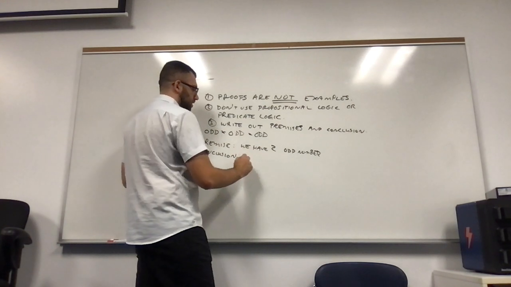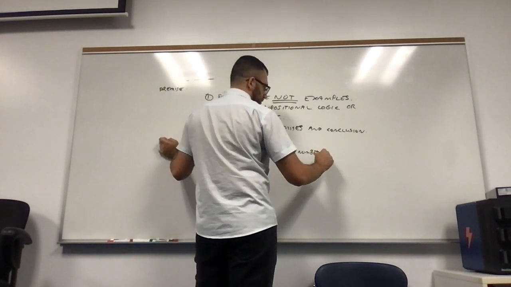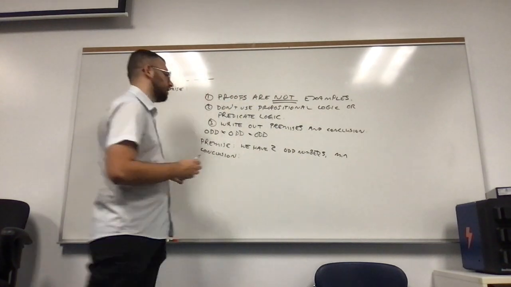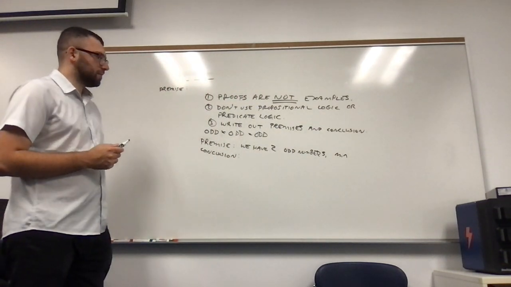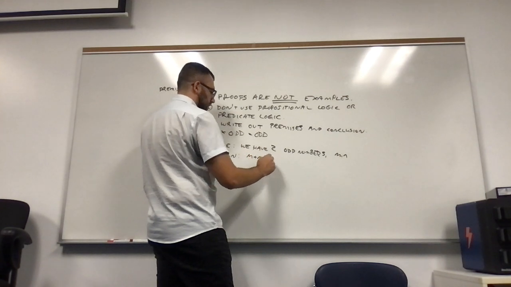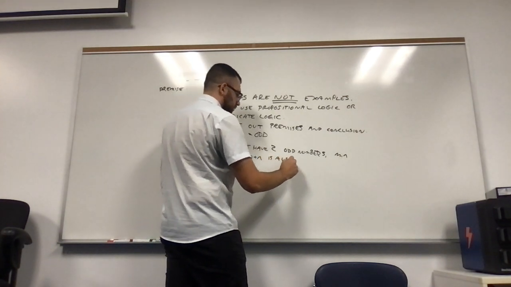We want to show, maybe we'll give them names. We'll say M and N. You can always give things names, right? So we'll give them names M and N. The conclusion is that M plus N is also odd.